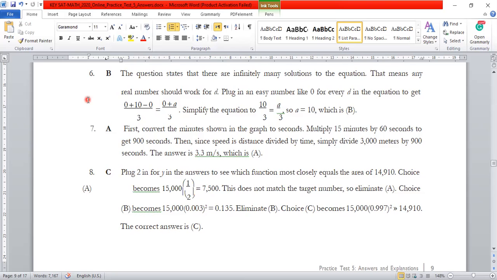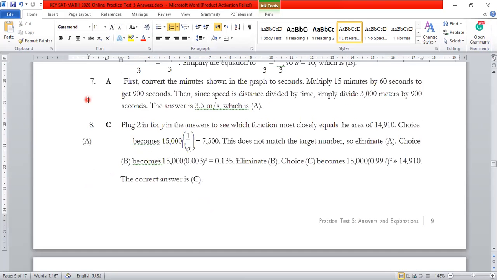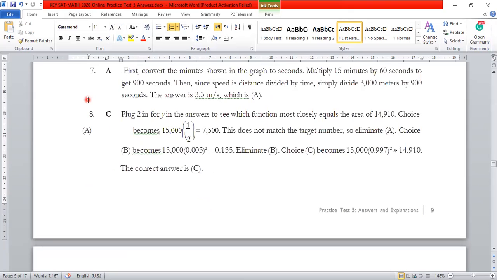So once again, we have done the last question, that was 7. I got A. So absolutely right. So what is your score over there?